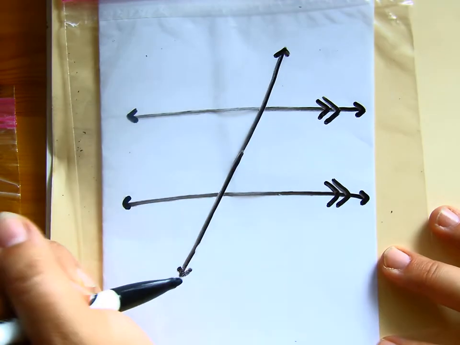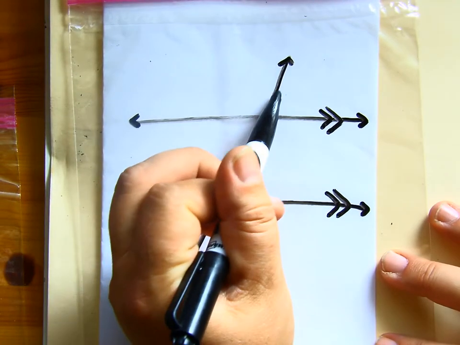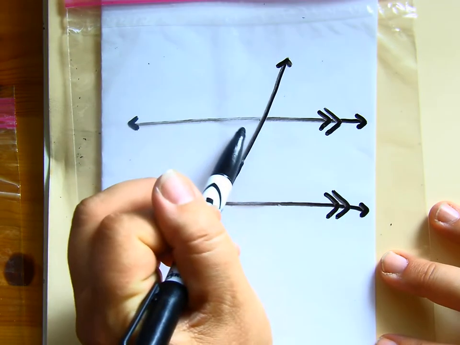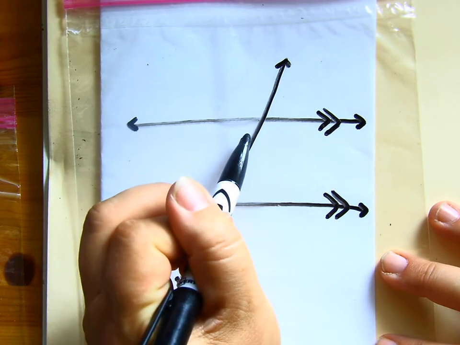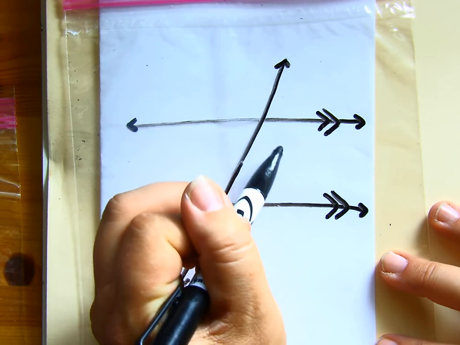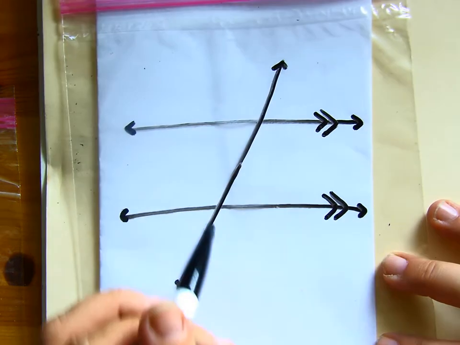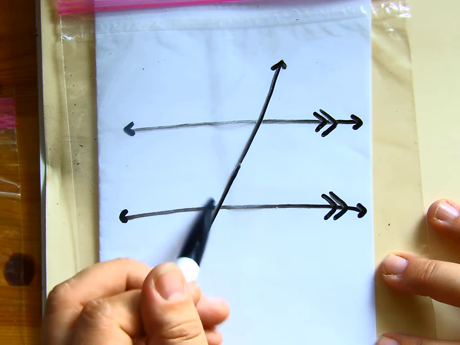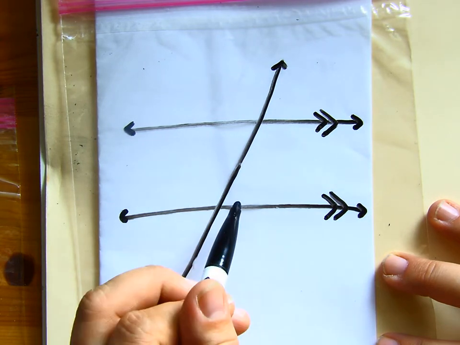So then we have our transversal. What you kind of notice here is that this angle and this angle are acute angles. Remember, acute angles are less than 90 degrees. And here are obtuse angles, which are greater than 90 degrees. Same thing down here. I got two obtuse angles, two acute angles.